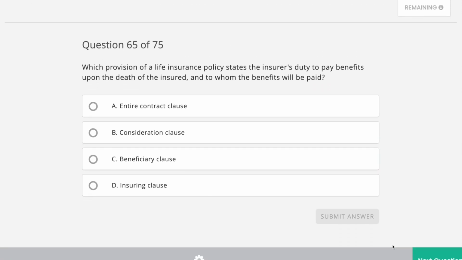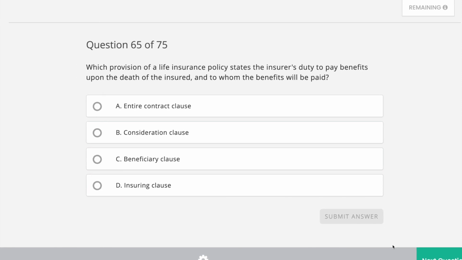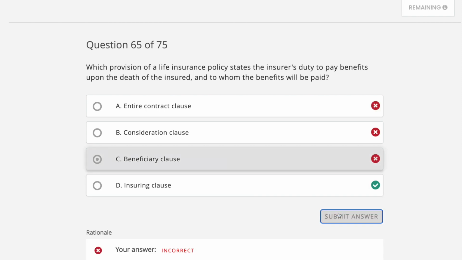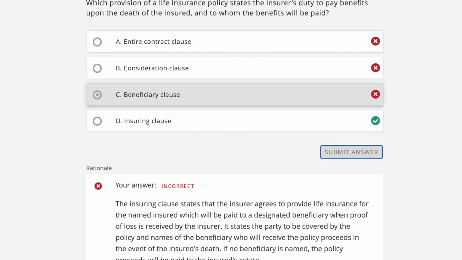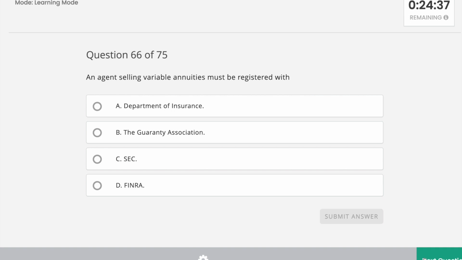Which provision of a life insurance policy states the insurer's duty to pay the benefits upon the death of the insured, or to whom the benefits will be paid? The beneficiary clause? Yeah, it's to whom the money's going to go. Dang, the insurance clause. There it is. Read the rationale, guys. Read the rationale. Why? The answer is the answer.